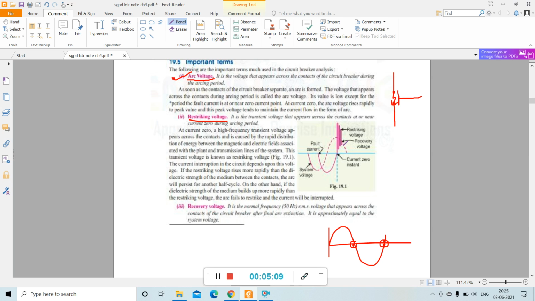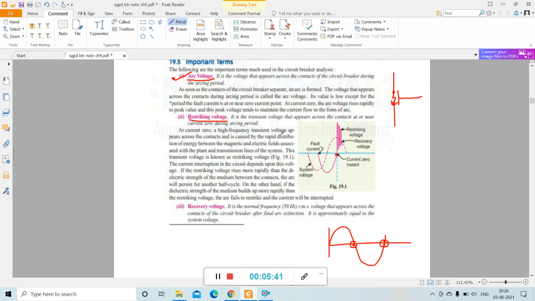So let's understand this. At current zero, what happens? See, this is the system voltage waveform, and this is the current waveform. That means this is the fault current waveform shown over here. The current rises to this peak level, and then again it decreases, and here it reaches current zero. This is the current zero point. So at current zero, what happens?